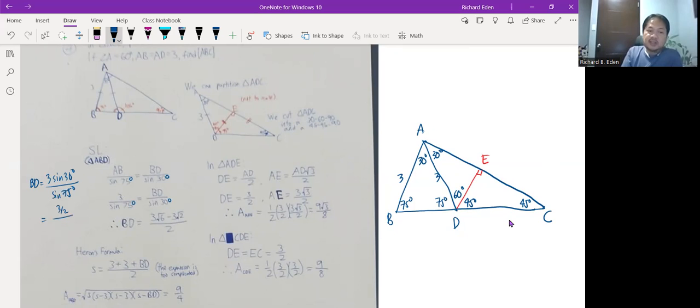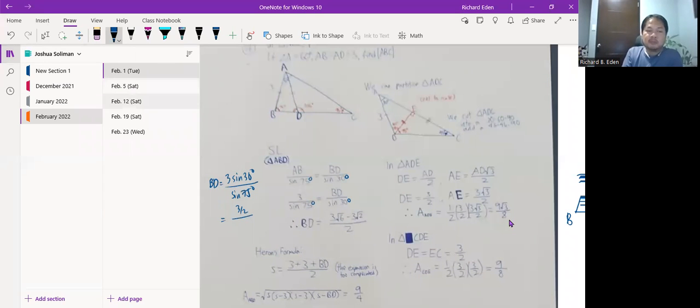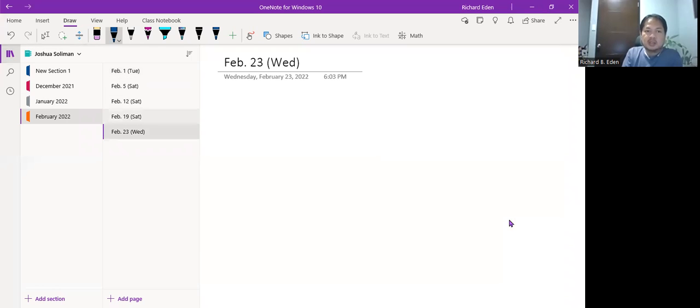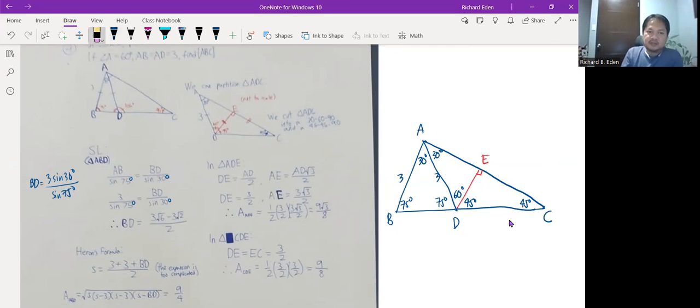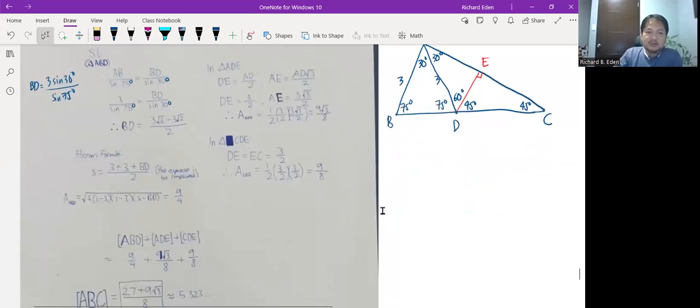And then sine 75 degrees is something that I never remember. Square root of 6 plus square root of 2, all over 4. Anyway, I'm going to assume that you used the right value. So it's just an issue of using it. The computation of BD is correct, but the expression is too complicated if you're going to use Heron's formula.